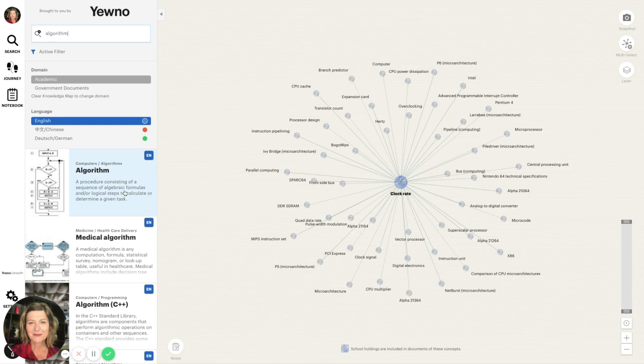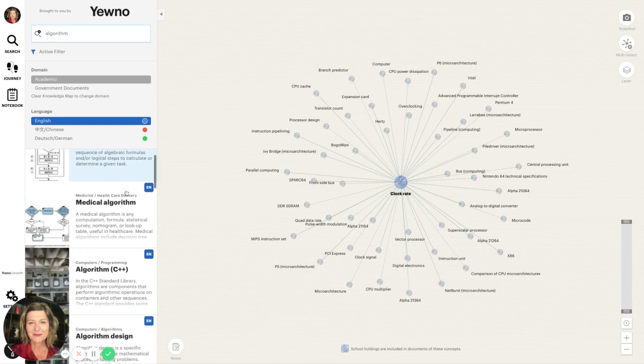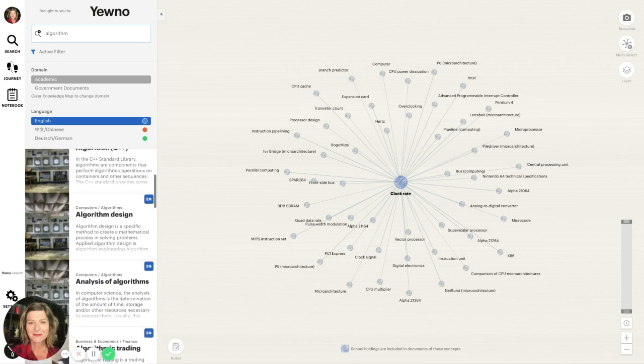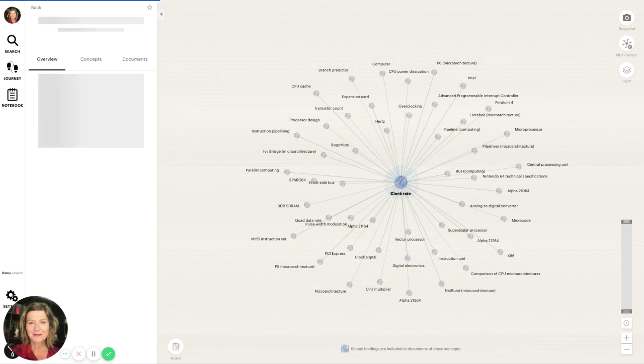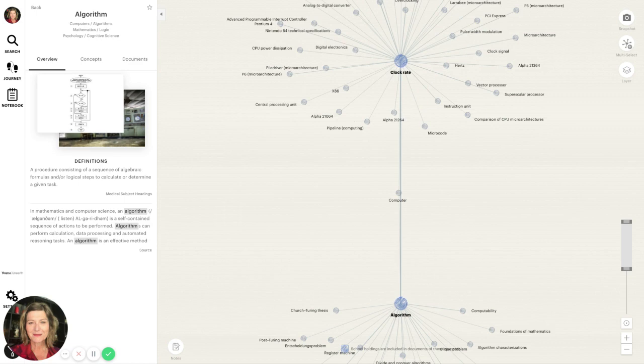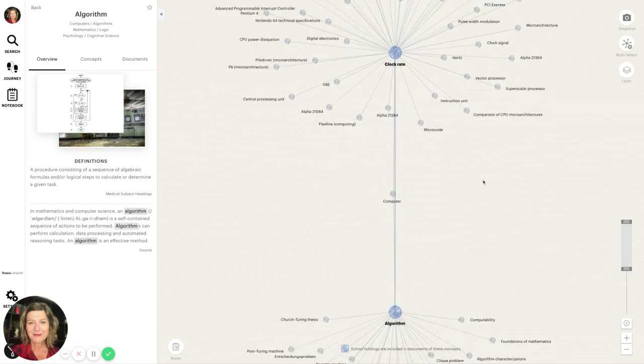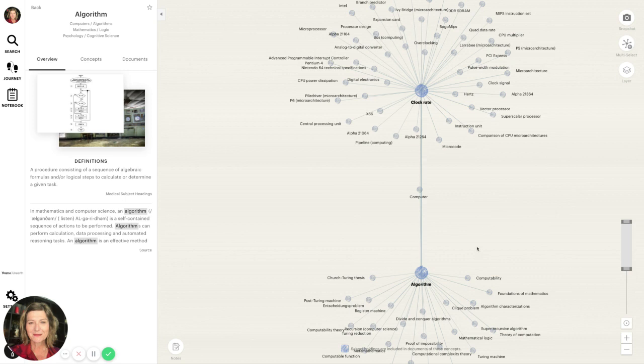Here are various concepts to deal with algorithm: medical algorithm, algorithm design, the analysis of algorithms, but I want to take the first one. So I'm going to select algorithm, and now we're going to expand our knowledge graph to include as central nodes both clock rate and algorithm. And then we can explore the connection between the two when our knowledge graph is loaded. So now we have clock rate connected to algorithm, and we can take a look and see what connects these two.